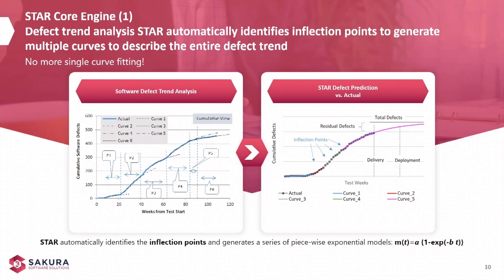So as you can see, chart on the right, that's the predicted curve out of this trend analysis. And so now you can see the total defects, that's the asymptotic value. And you can also calculate residual defects, how many defects are remaining at delivery.